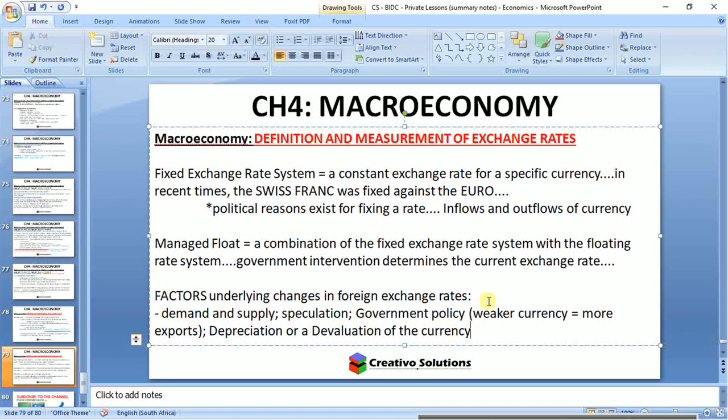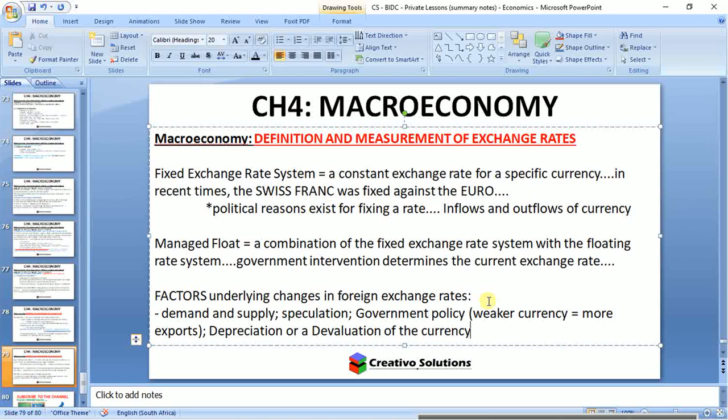Devaluation is where you actually place less value on the currency. So here's the example. Has the South African rand depreciated in the last few years? Yes, because of the political uncertainty and the corruption that was in the government. But would you say the rand has devalued? No. The rand is still rand, but it's depreciated, meaning it's worth less.